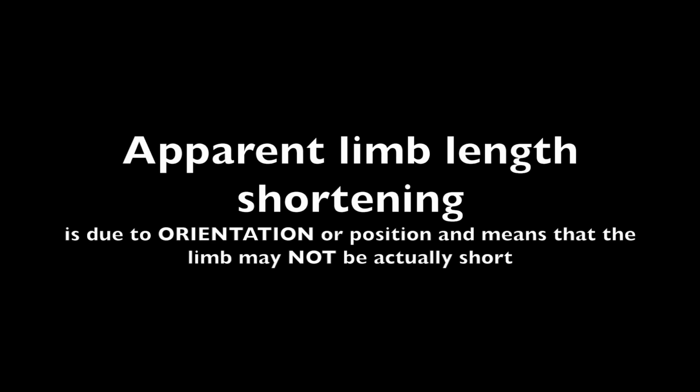Next, measure for apparent limb length. Apparent limb length shortening is due to orientation of position and means that the limb may not be actually short because of the position of the patient.